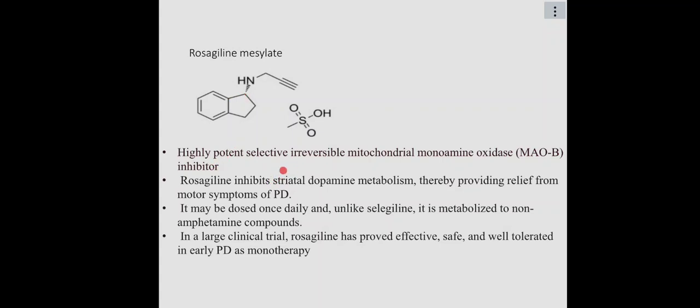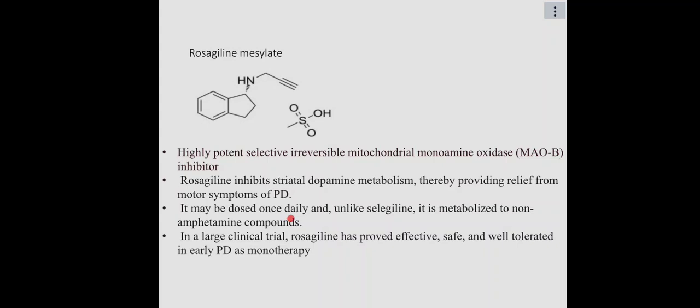It's a highly potent, selective, irreversible, and again very important, mitochondrial monoamine oxidase B inhibitor. It inhibits striatal dopamine metabolism, thereby providing relief from motor symptoms of PD. Again, it is just providing relief from the symptoms. There is no healing here. It is relieving the symptoms.